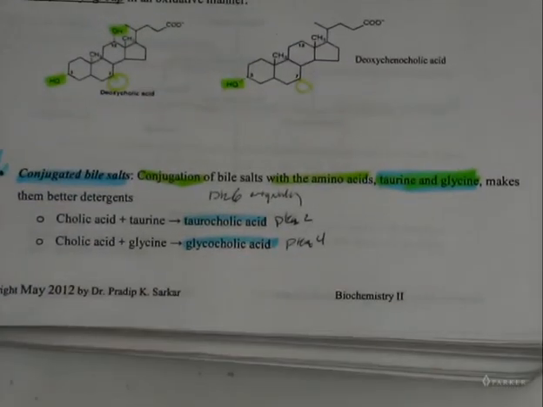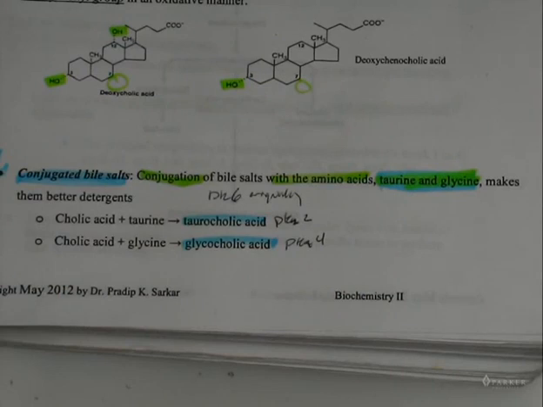And then lastly, we can conjugate our bile salts. What is conjugation? Combining stuff. There's a specific definition we're going to talk about on the next page. We conjugate our bile salts with amino acids, taurine or glycine. You have cholic acid, you have chenocholic acid. If you add taurine or glycine, you get taurocholic acid, or glycocholic acid, or taurochenocholic acid, or glycochenocholic acid. You just add an amino acid to it.